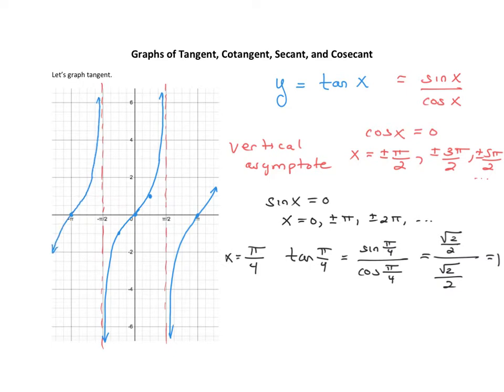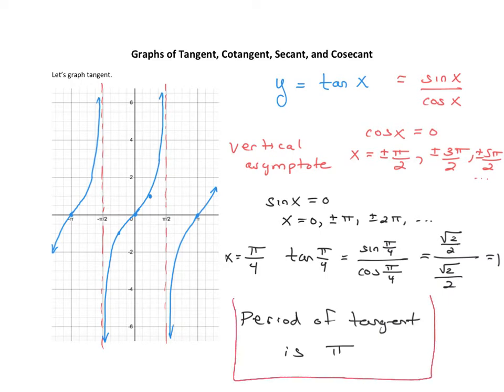So from this graph, one thing to note is the period of tangent is pi. And the reason for this is this part here from negative pi over 2 to pi over 2 tells you what the tangent function looks like, and the length from here to here is a distance of pi. So I'll just make note of this. And that is pretty much it for the graph of tangent. So this is the general shape. This is one period of tangent. The period is pi. And then it is copied and pasted forever in both directions.